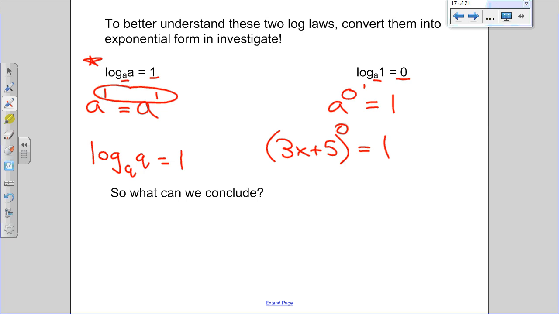That's like the easiest logs we do. The base is this guy. The argument is that guy. And that's the value. Base, argument, value.